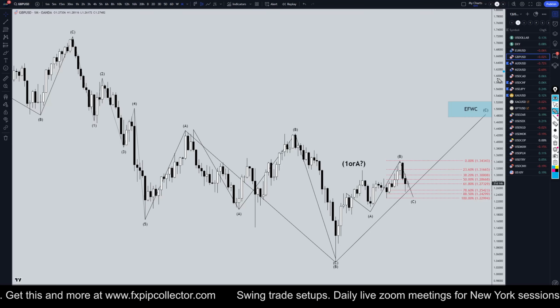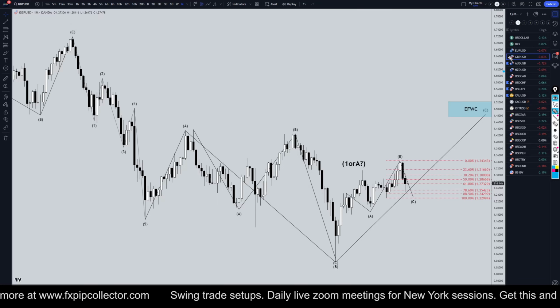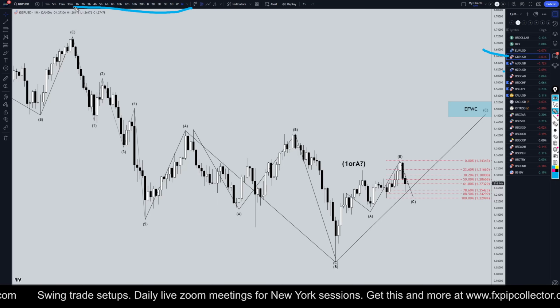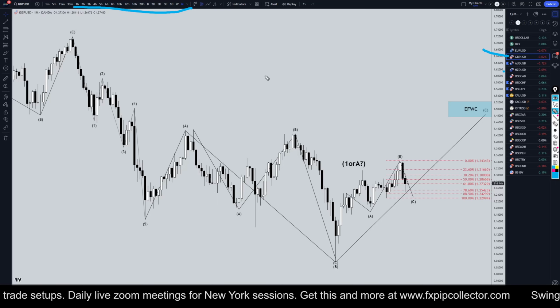Today is Tuesday, December 10th, and I'm going to be analyzing the pound US dollar, starting on the monthly, working my way all the way down to the 1 hour time frame for the full top-down analysis.